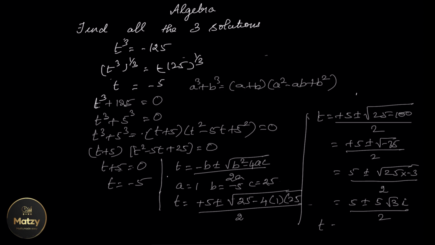So the other two solutions are, or we can take 5 as common. Okay. So 5 within bracket, 1 plus root 3i by 2. The other one is 5 into 1 minus root 3i by 2. These three are the solutions. t is equal to minus 5 is one solution. The other two solutions are given here. Okay, thank you.